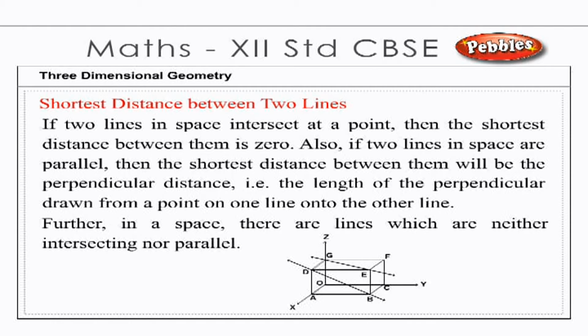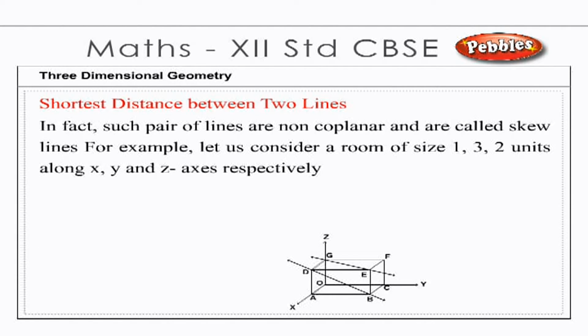Further, in space, there are lines which are neither intersecting nor parallel. In fact, such pairs of lines are non-coplanar and are called skew lines. For example, let us consider a room of size 1, 3, 2 units along x, y and z axis respectively.